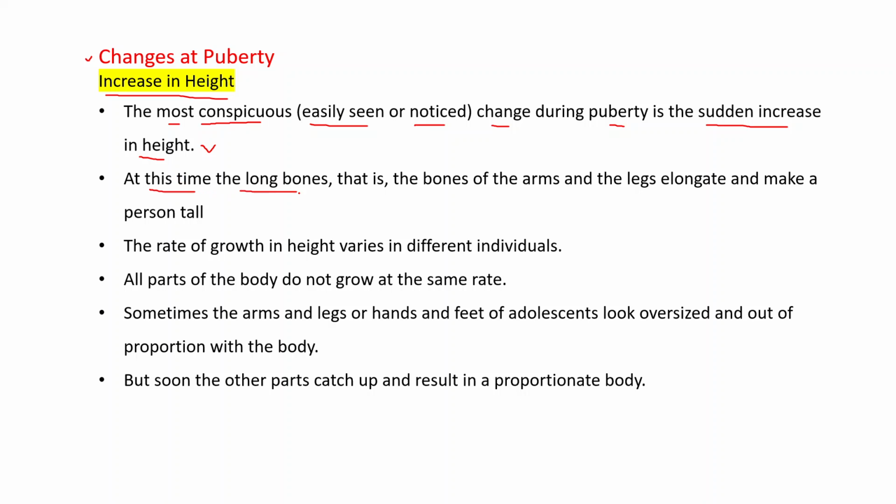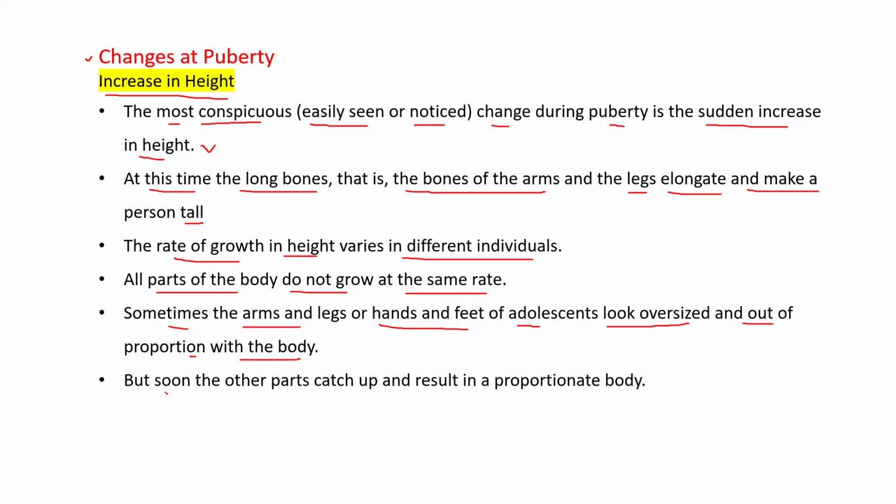At this time, the long bones, that is the bones of the arms and the legs, elongate. Elongate means lamba hona, and makes a person tall. The rate of growth in height varies in different individuals. All parts of the body do not grow at the same rate. Sometimes the arms and legs or hands and feet of adolescents look oversized and out of proportion with the body. But soon the other parts catch up and result in a proportionate body. Clear?